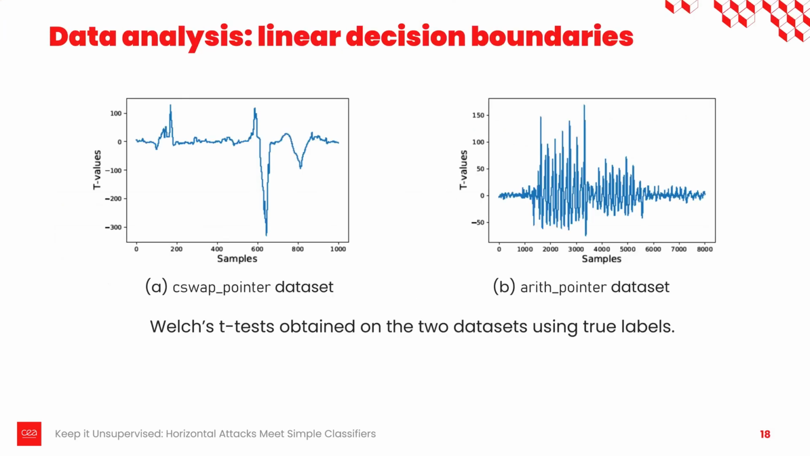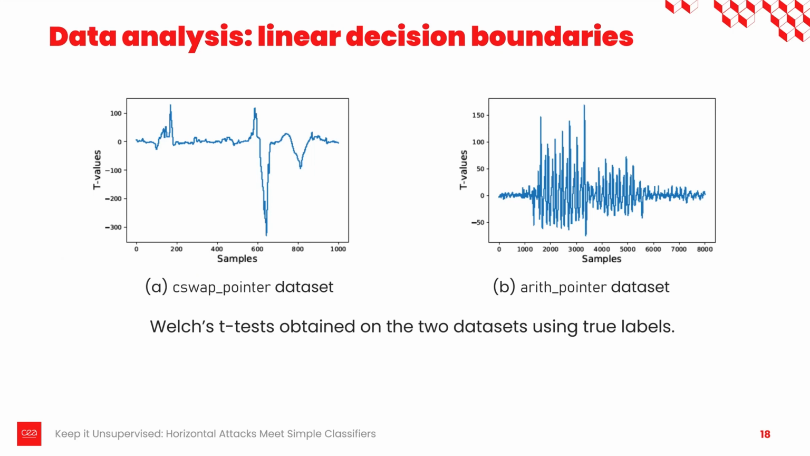So we started our analysis trying to interpret the results obtained in the 2021 paper. To do so, we authorized ourselves to assume the knowledge of the two labels in order to perform a Welch t-test and characterize the two datasets. As we can see, both of them have significant side channel leakages. Indeed, for the pointer dataset, the samples maximizing the t-value seem to be around 600 to 650, and around 3,300 to 3,350 for the arithmetic dataset.